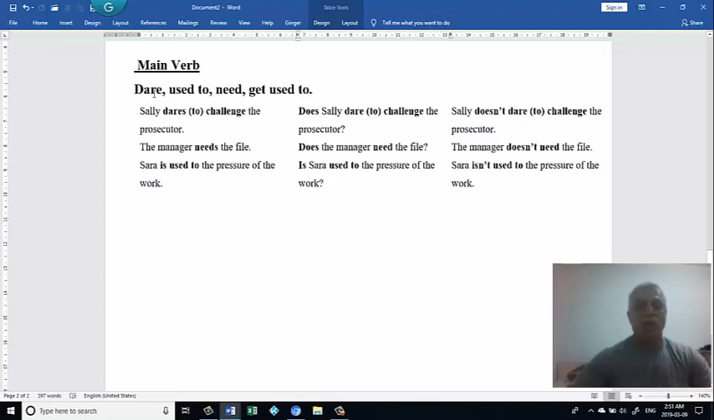Sometimes the same modal, sometimes we use it as a main verb. Same thing as we said here, dare, used to, or need, or get used to. For example, Sally dares to challenge the prosecutor. Here it's a main verb. The other reason we add s to it is because my subject is he or she, the third person, then I have to add s to it. The other reason here we say does. Does Sally dare to challenge the prosecutor?